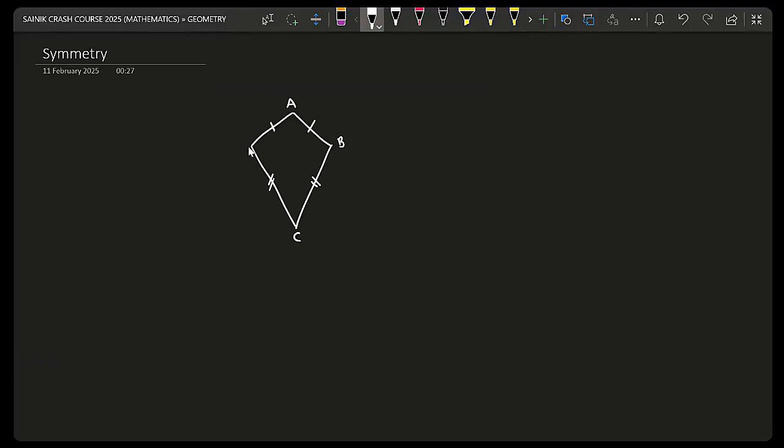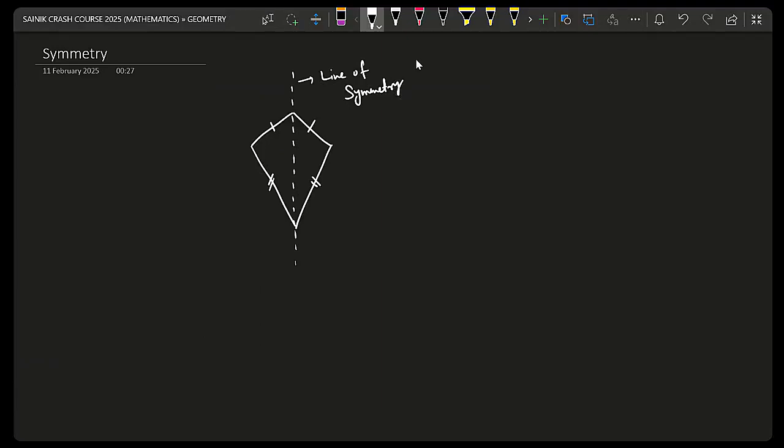It is a kite. If you take a kite, and you take the vertical line, this imaginary line, is it dividing the figure into two identical parts on both left side and right side? Yes. So this is called line of symmetry.